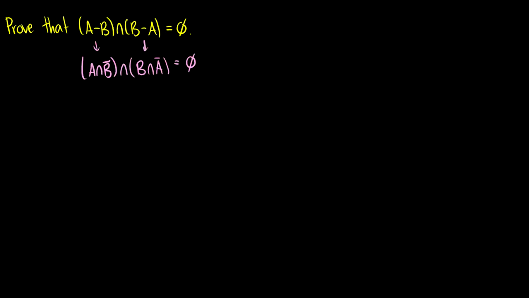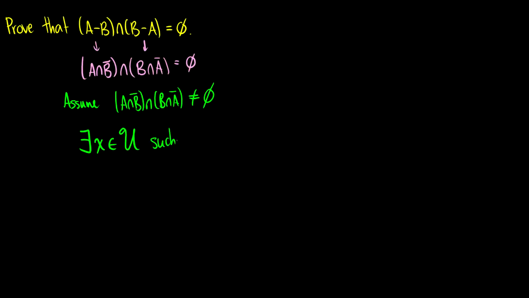Let's assume that A intersection B bar intersection B intersection A bar is not equal to the empty set. What this means is that there's some element X in the universe such that X is in this A intersection B bar intersection B intersection A bar. So we know it's in there. So what does this mean?